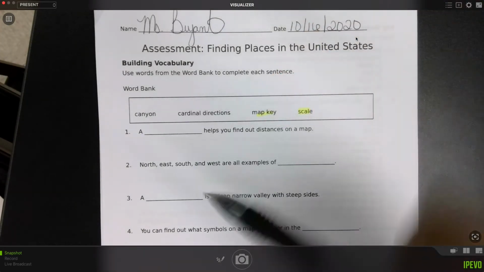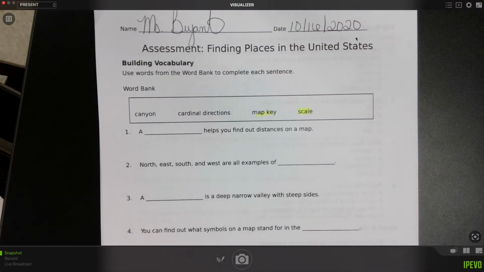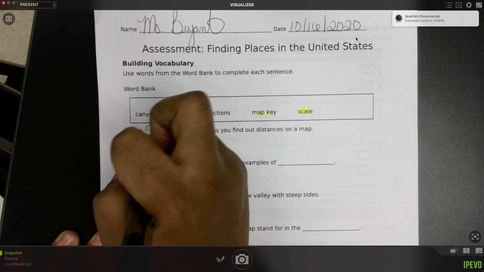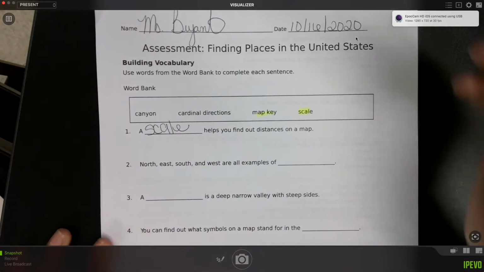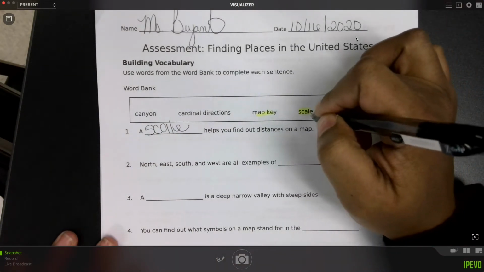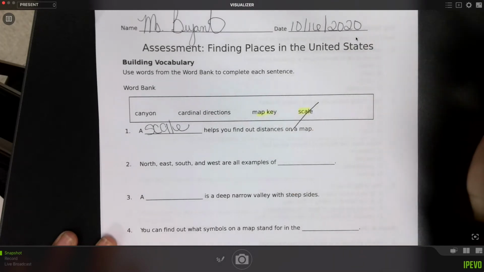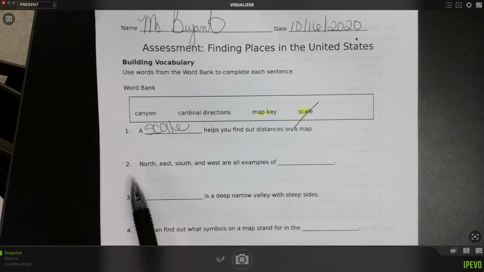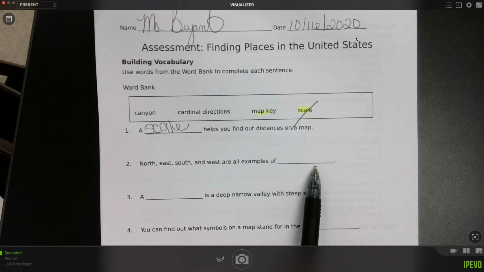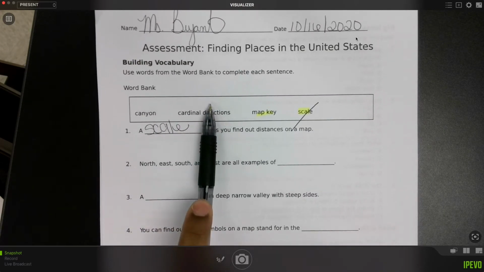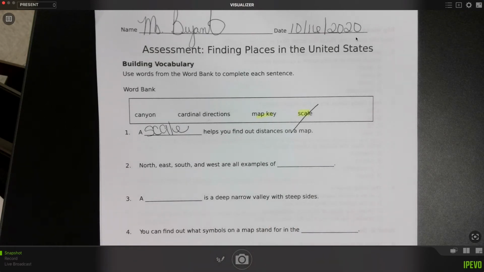1. A blank helps you find out distances on a map. A scale. When we use that scale ruler, that helps us find the distances on the map. It makes it easier if, when you guys are doing your test, you just cross out the word you use, okay? 2. North, east, south, and west are all examples of what? A canyon, cardinal directions, or a map key. You guys do that one.